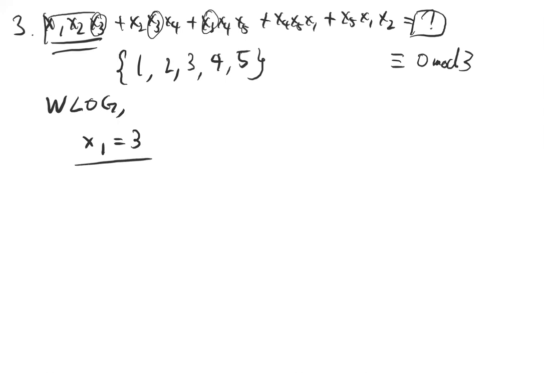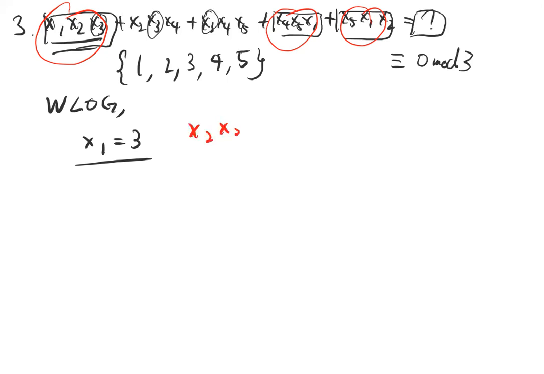So we see that this term, and this term, all of these 3 terms, are divisible by 3, and we don't really care about them anymore. All we're left with is x2 x3 x4 plus x3 x4 x5 equivalent to 0 mod 3. We want these 2 terms to add up to 0 mod 3. So what are the possibilities?